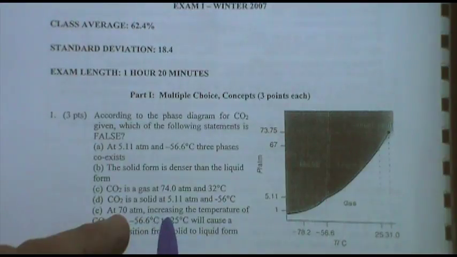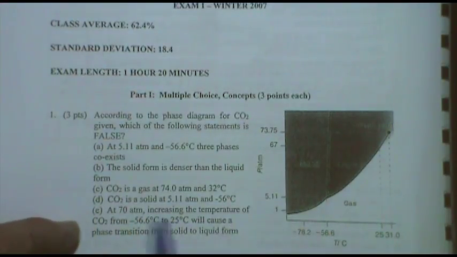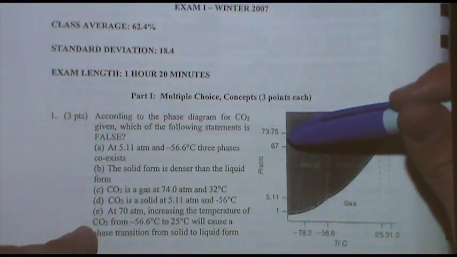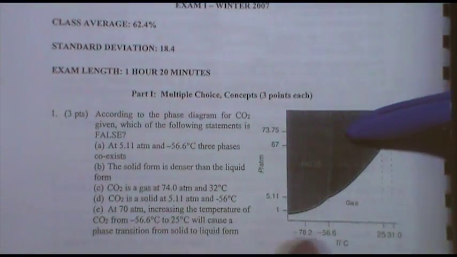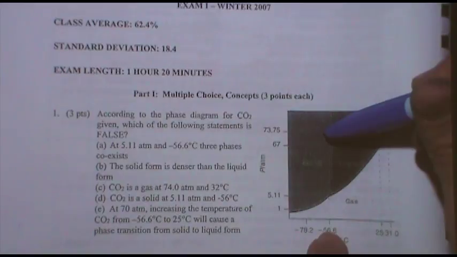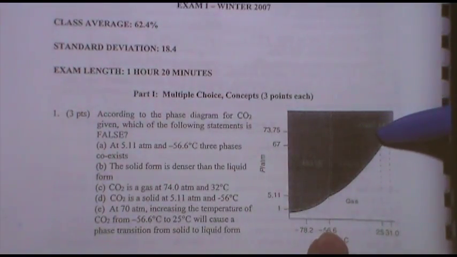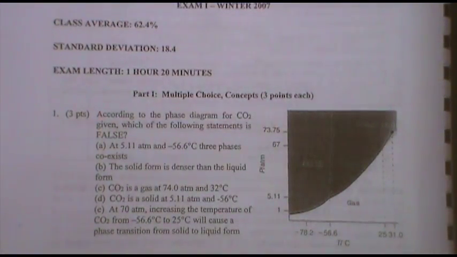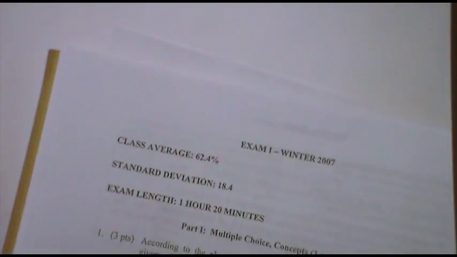And at 70, increasing the temperature. Oh my gosh, 70 here. Increasing the temperature from minus 56 about here to 25 here, well, from the solid to liquid, that happened, right? Okay, so we think it's C or D?